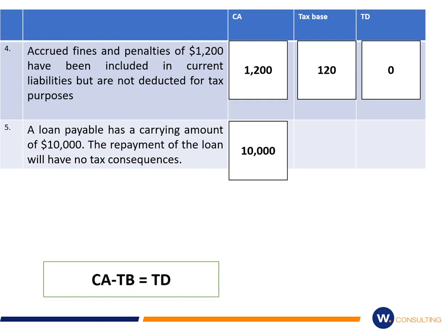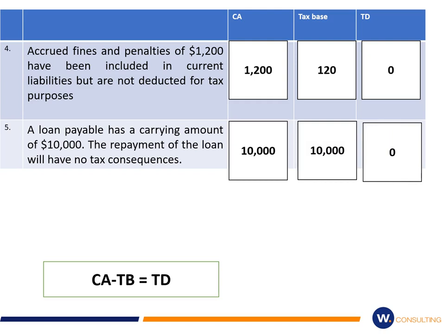So if we are saying that the repayment of the loan will have no tax consequences, our tax base is therefore equal to our carrying amount. If you're looking at the definition for both number 4 and 5, if the amount will have no future tax consequences, therefore the carrying amount is equal to the tax base. From a liability point of view, we say in instances where a liability will have no tax consequences in future, then the tax base is equal to the carrying amount.